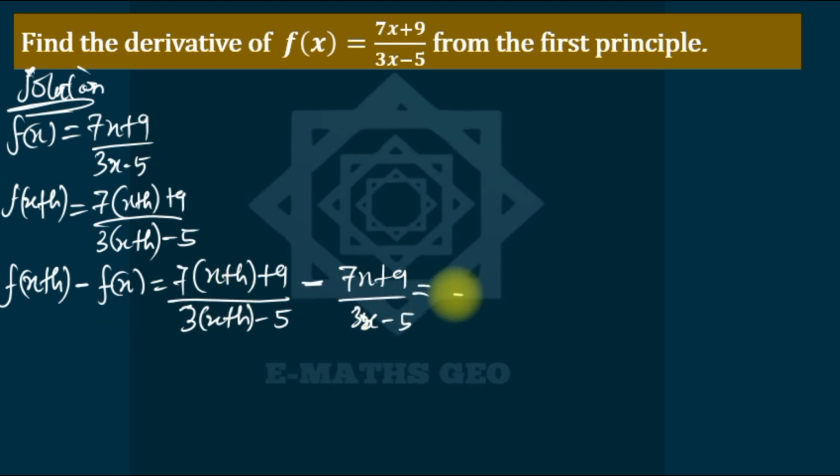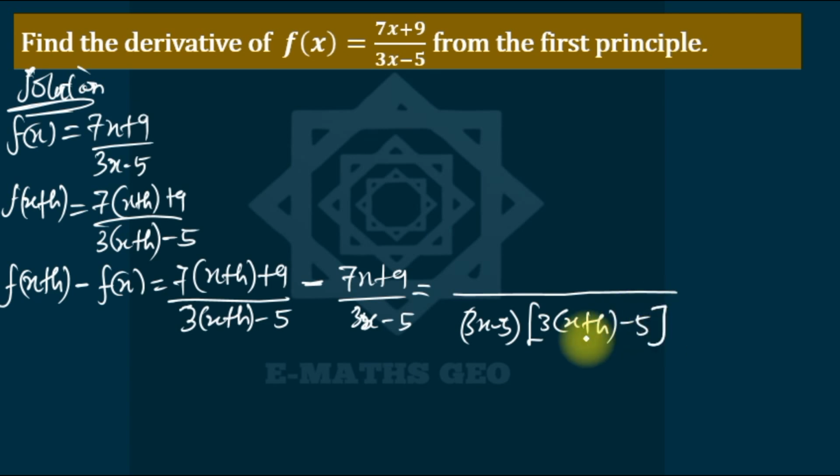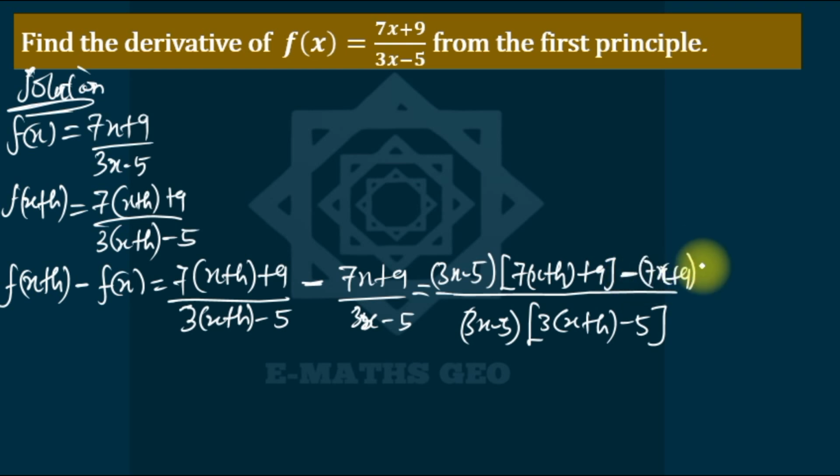So on this, the LCM is 3x minus 5 times 3 times x plus h minus 5. That's the LCM. So why this is 3x, the numerator is now this times this minus the other one: 7 times x plus h plus 9, minus 7x plus 9, times 3 times x plus h minus 5.